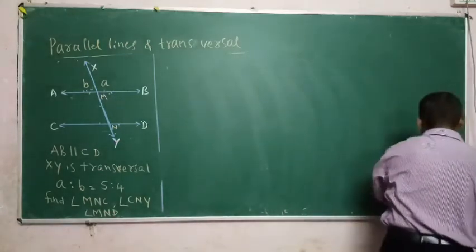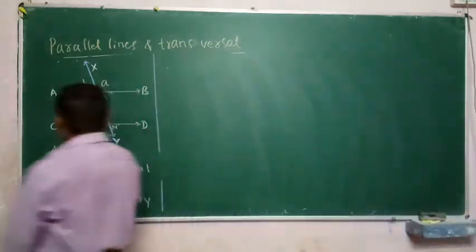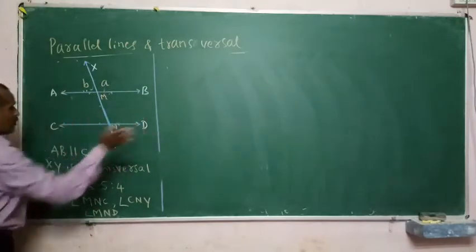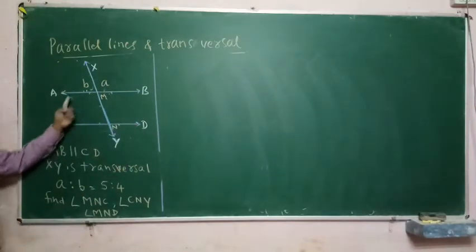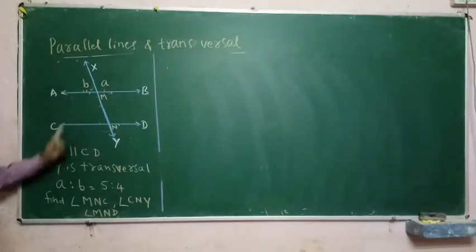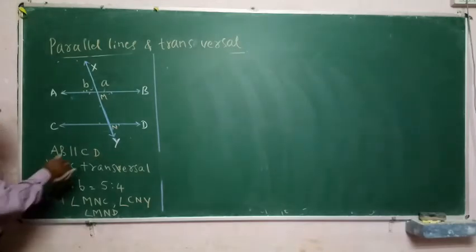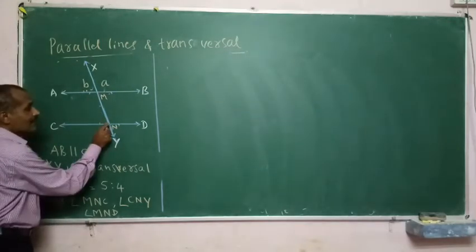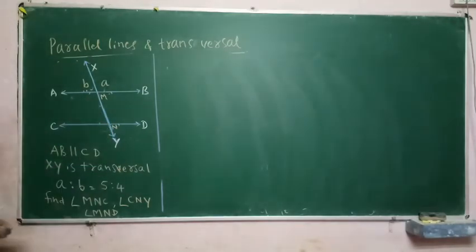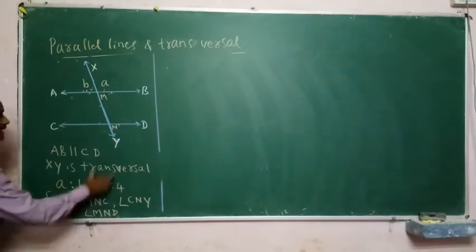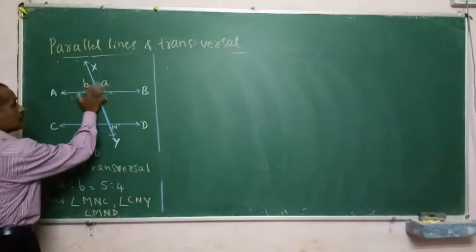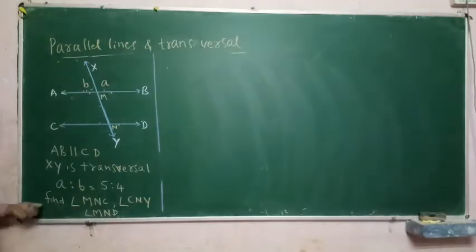Yes, we start. What is the question? Now this time I have given you alphabets. Line AB and line CD are parallel to each other. And XY is a transversal which intersects at M and N. What is given? A is to B is 5 is to 4. The ratio of these two angles is given. Then they ask you to find angle M and C.